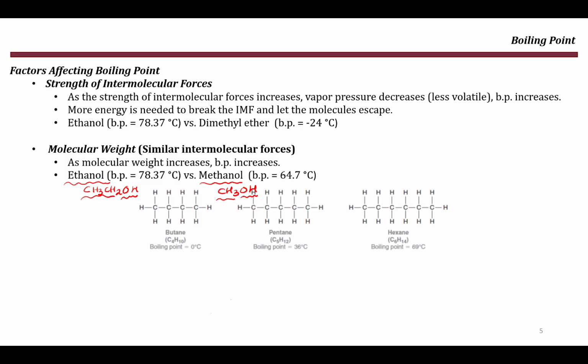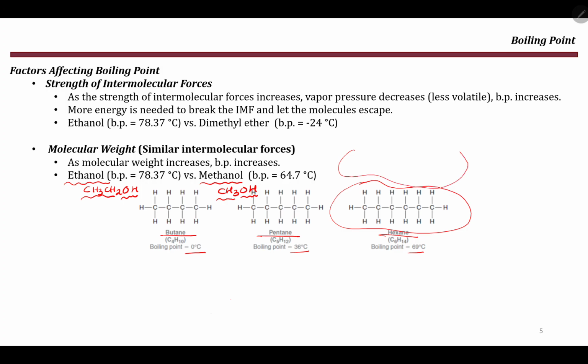This is another example which compares the boiling point of butane, 4 carbons, to pentane to hexane. As you can see here, butane has a 0 degree boiling point, pentane 36, whereas hexane has 69 degrees. So in general, as the molecular weight or the number of carbons of a compound increases, the boiling point of this compound will also increase because we have a larger surface area.